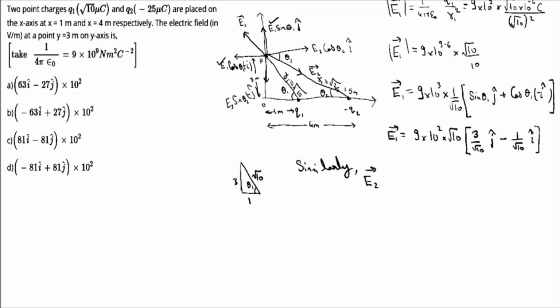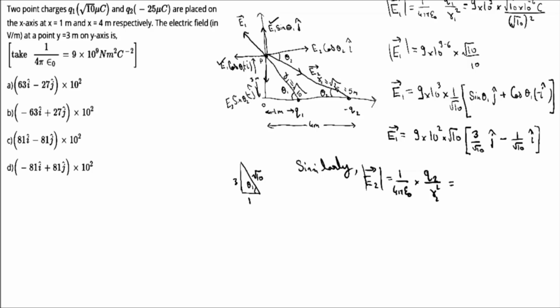So E2 in magnitude will be equal to, we can see that E2 value is 1 upon 4 pi epsilon naught into Q2 upon R2 square. Negative just represents the direction.